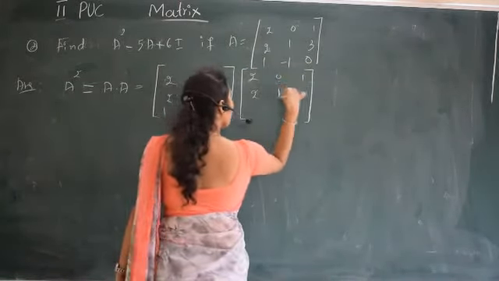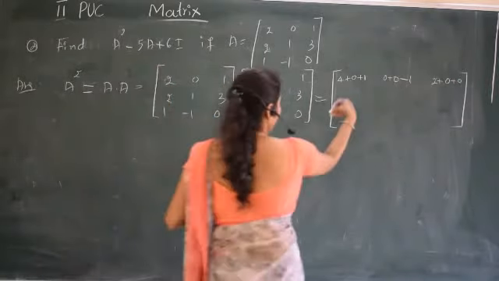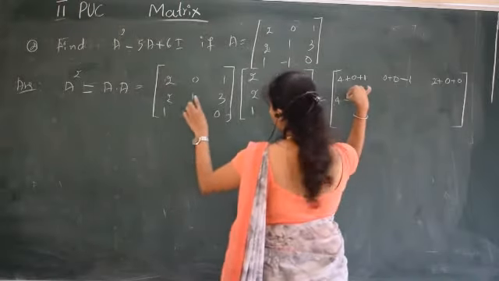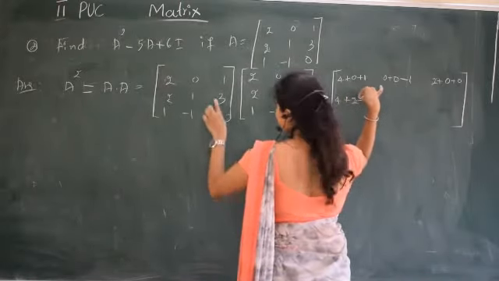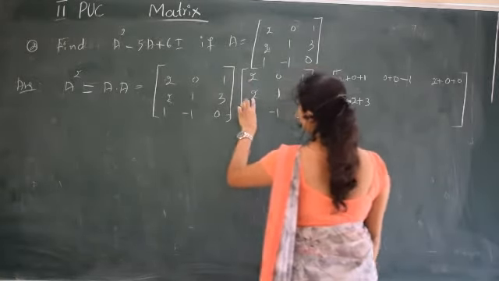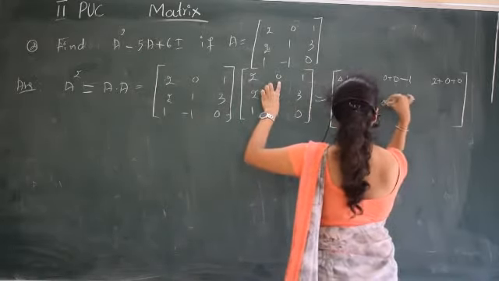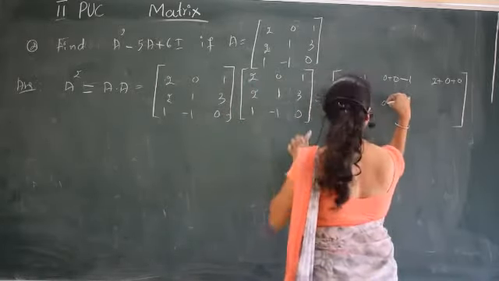Next, second row and first column: 2 into 2 is 4, 1 into 2 is 2, plus 3 into 1 is 3. Next, 2 into 0 is 0, then 1 into 1 is 1, then 3 into minus 1 is minus 3. Then 2 into 1 is 2, plus 1 into 3 is 3, and 3 into 0 is 0.